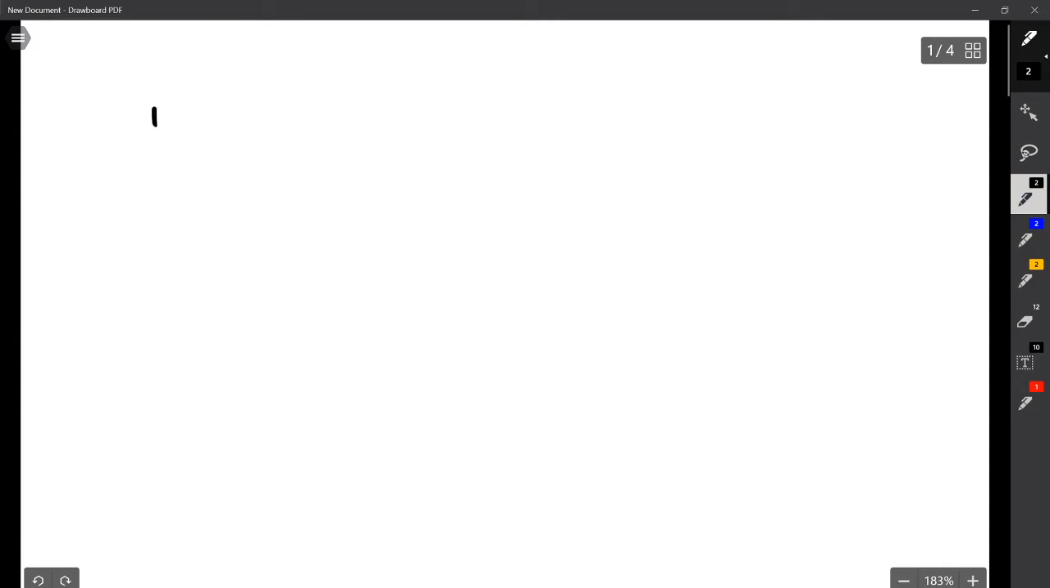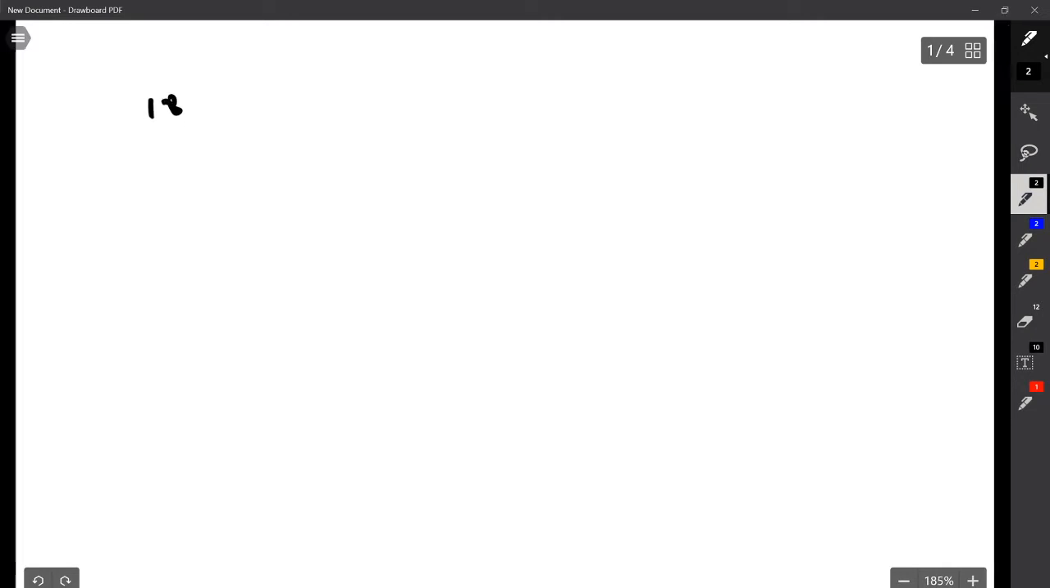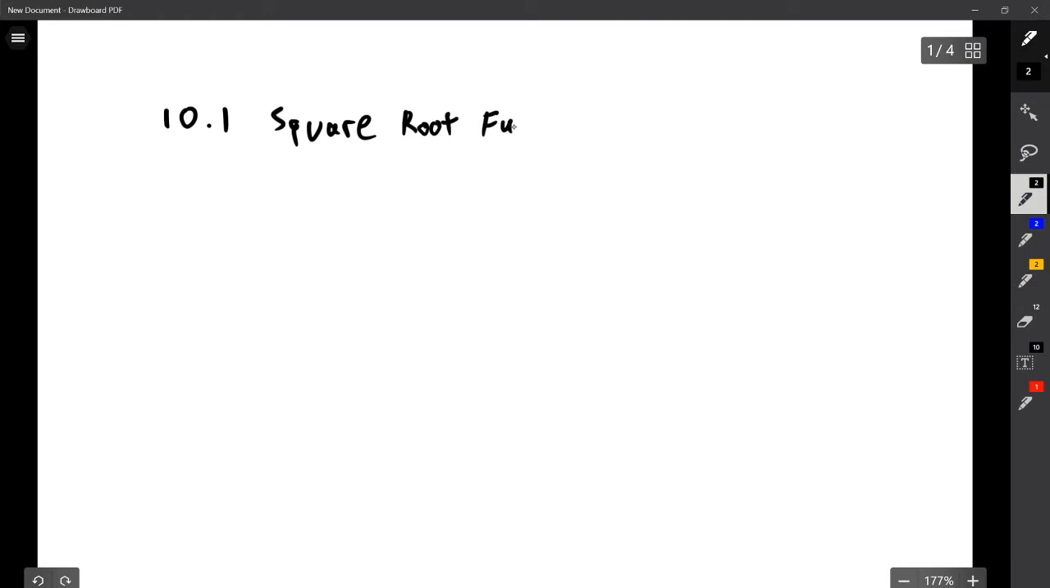So this is lesson 10.1, sorry, I should be writing at the top of the page again, or at least toward the top of the page. 10.1, and we're calling this square root functions.